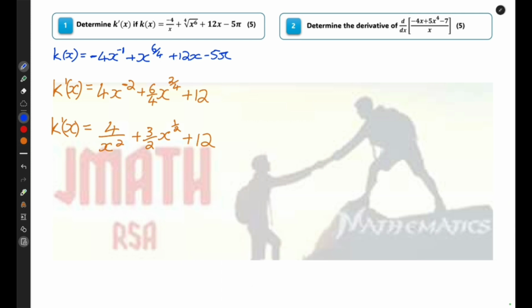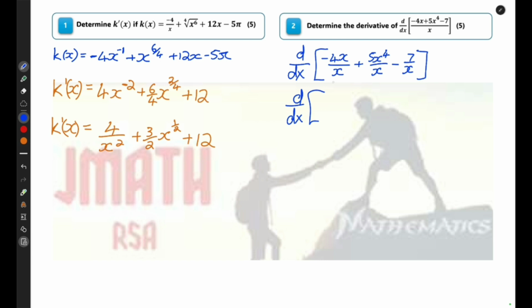Question 2, determine the derivative of d over dx in that block bracket. Okay, so I first need to simplify a little bit. So I'm keeping the notation as it is, and I'm splitting this big fraction into 3 separate fractions. So minus 4x over x plus 5x to the power 4 over x, and then minus 7 over x. I'm going to simplify one more step, so I'm just keeping the notation.